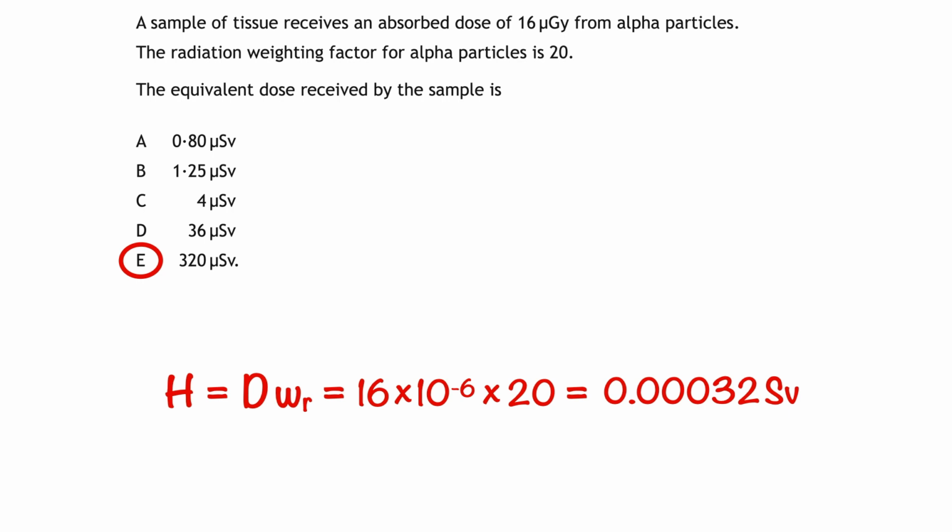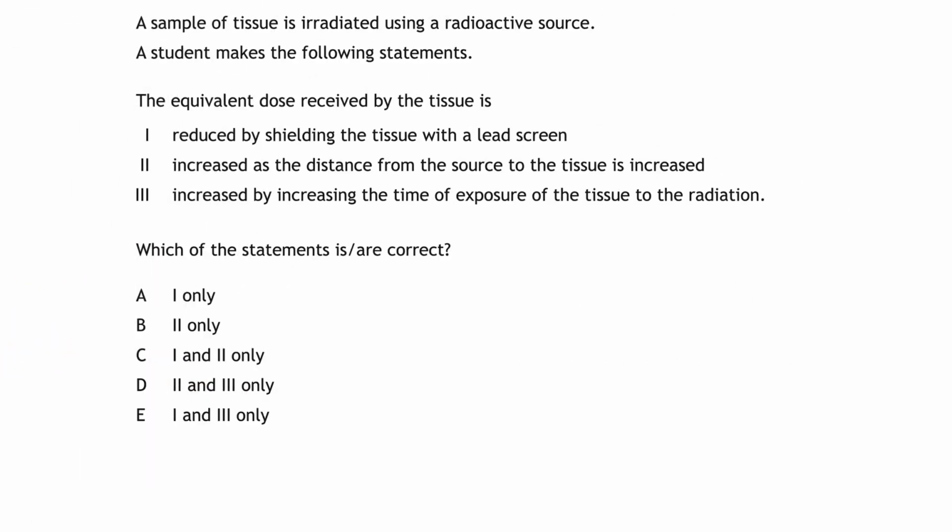Up next is another one of those questions where we have to work out which of a student's statements are correct. A sample of tissue is irradiated using a radioactive source. A student makes the following statements. The equivalent dose received by the tissue is 1. Reduced by shielding the tissue with a lead screen. 2. Increased as the distance from the source to the tissue is increased. And 3. Increased by increasing the time of exposure of the tissue to the radiation. Which of the statements is or are correct?